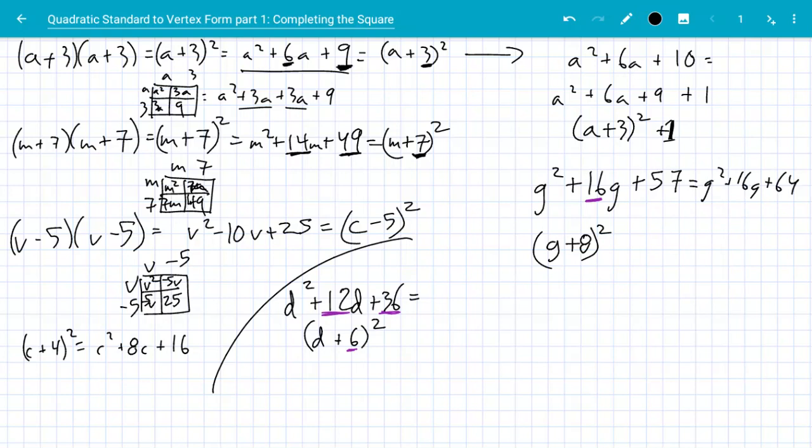We want to get to 64. We need to get down to 57 from 64, right? So we have to subtract 7 to get down there. So this is our answer here.